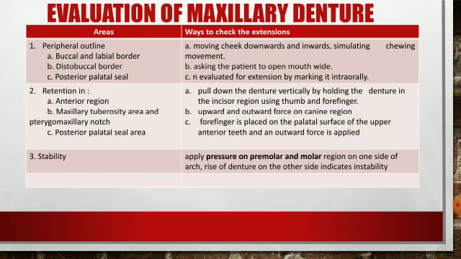Now how are you supposed to check the retention in the maxillary tuberosity area? It is by applying an outward and upward force on the canine region. Third point is the posterior palatal seal area. In this case, you put your forefinger on the palatal surface of the upper anterior teeth, and an outward force is applied. In any of these cases, the denture doesn't get pulled easily. If it doesn't get pulled easily, this means that the denture is retentive.